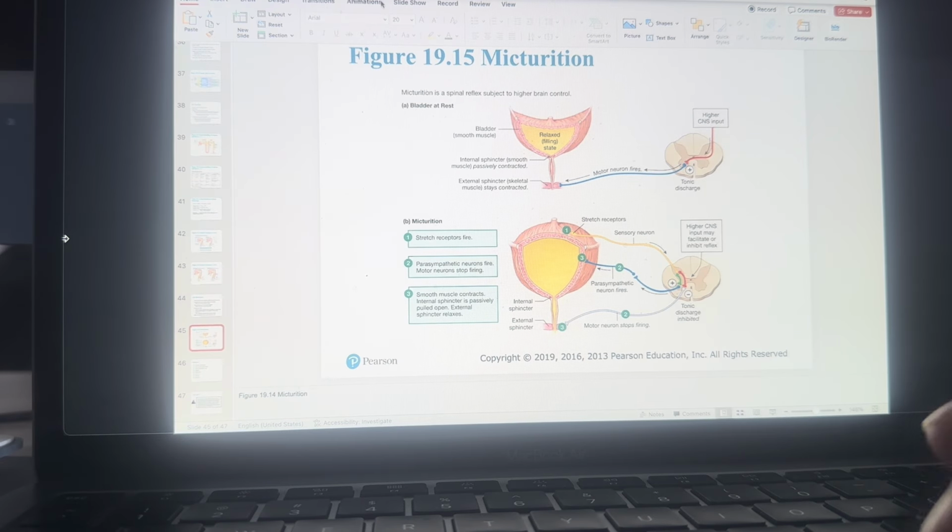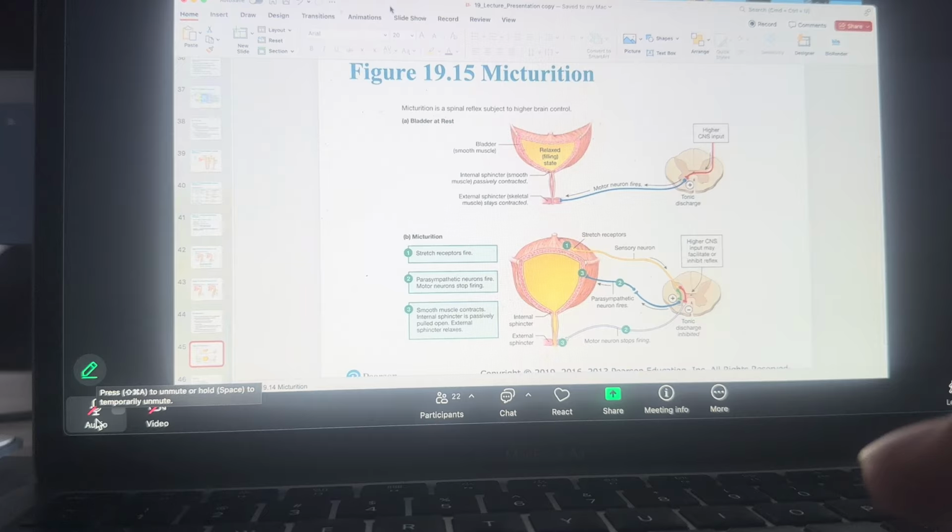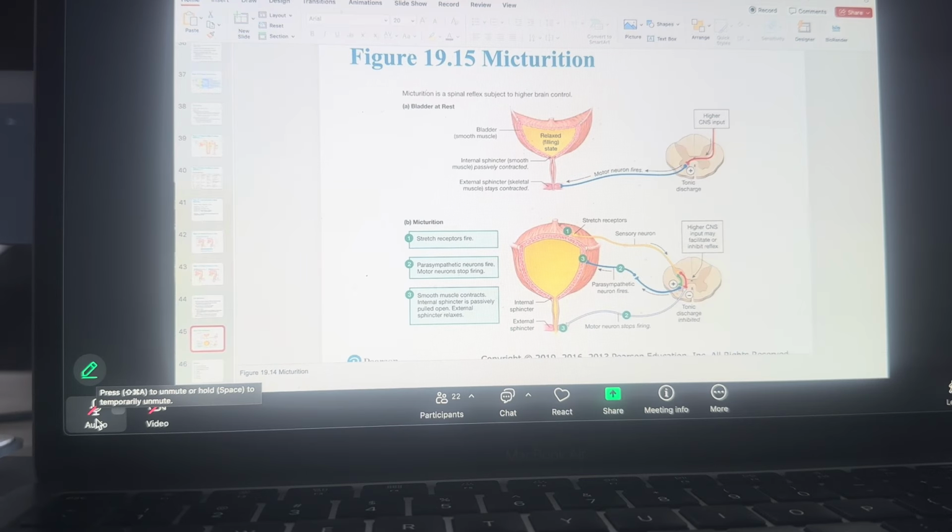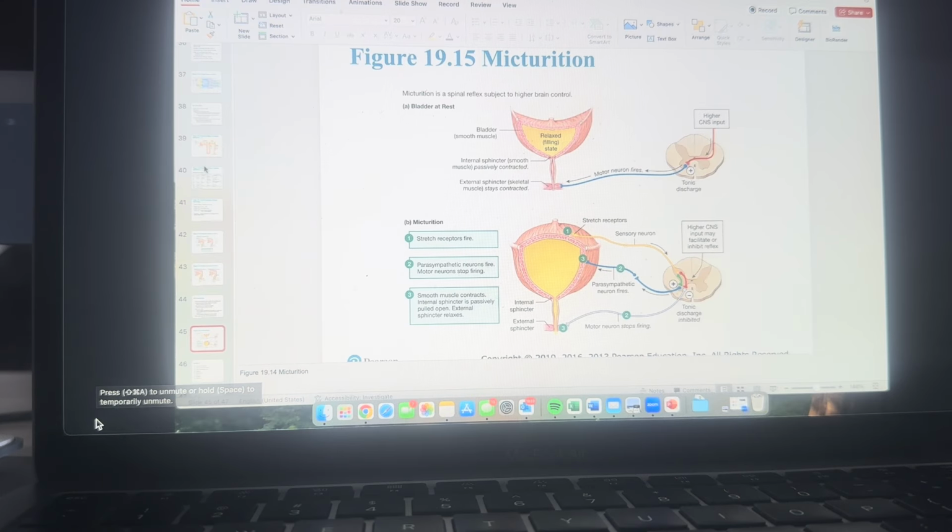Any questions before we go on? I got a question. Yeah, Professor. For this quiz that's coming up, is there any labeling that we need to understand? Like, labeling that's going to be on a quiz?